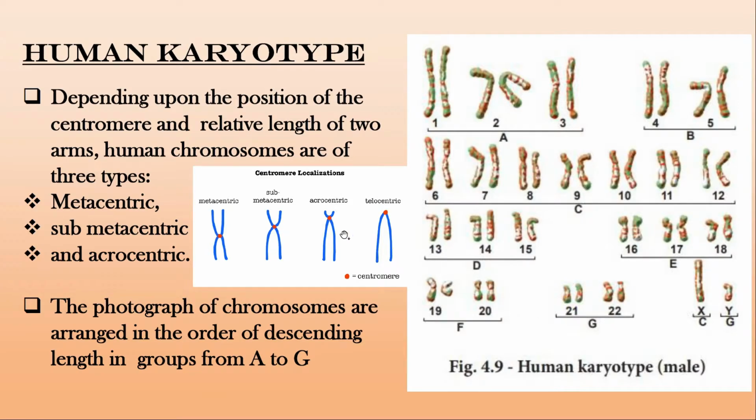Human karyotype. Depending on the position of the centromere, this red spot is called the centromere, and the relative length of the two arms, these are the arms of the chromosome, the chromosomes can be classified into types like metacentric, submetacentric, acrocentric, and also telocentric. When the centromere is at one terminal end, we call it telocentric. When it is present in the middle, we call it metacentric. When it is off the middle, less than half, we call it submetacentric, and acrocentric when it is near the head or tail region. The photographs of the chromosomes are arranged in order of descending length in groups from A to G.